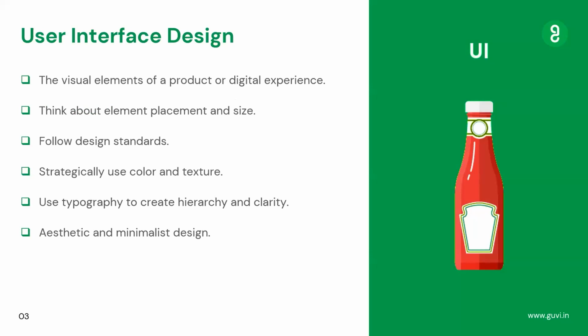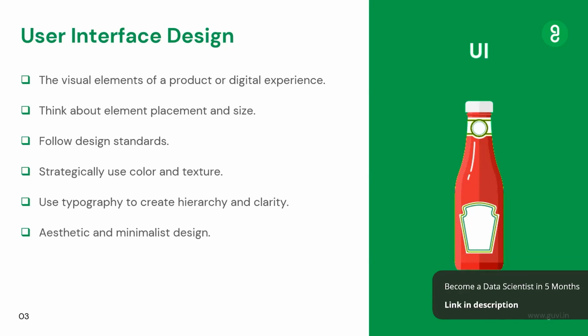And you can see the base concepts of user interface design is that the visual elements of a product are designed. As I said, the buttons, the text, the colors used. These are all part of the UI interface. It also has element placement and size. So where should the button be? What should be the size of the button? The color, everything that follows.